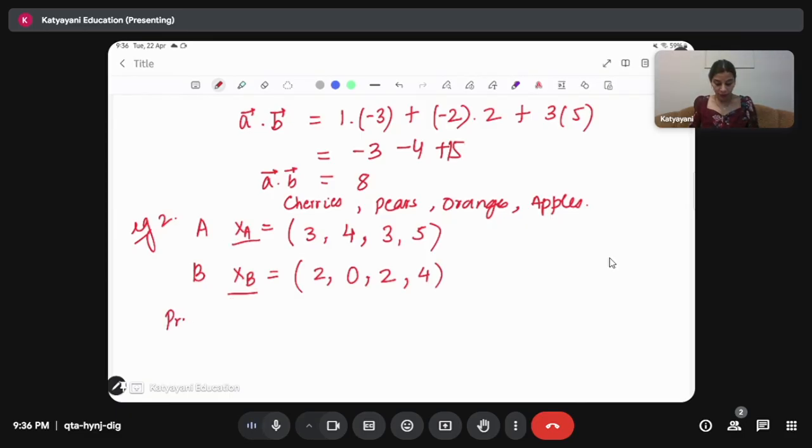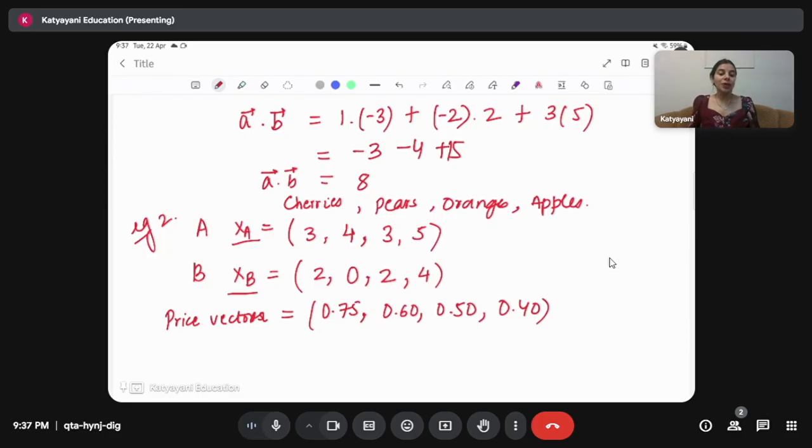Then you're also given the price vector, right? So price vector here tells you what is the price of 1 kg of cherries, what is the price of 1 kg of pears, oranges, apples, and so on. So the price vector is given to you as 0.75, 0.60, 0.05, 0.50 and 0.40, suppose. So what does it mean? That the price of cherries is 0.75 per kg. Of course, we're dealing in dollars, so $0.75 per kg. Pears would be valued at $0.60 per kg and so on, right?